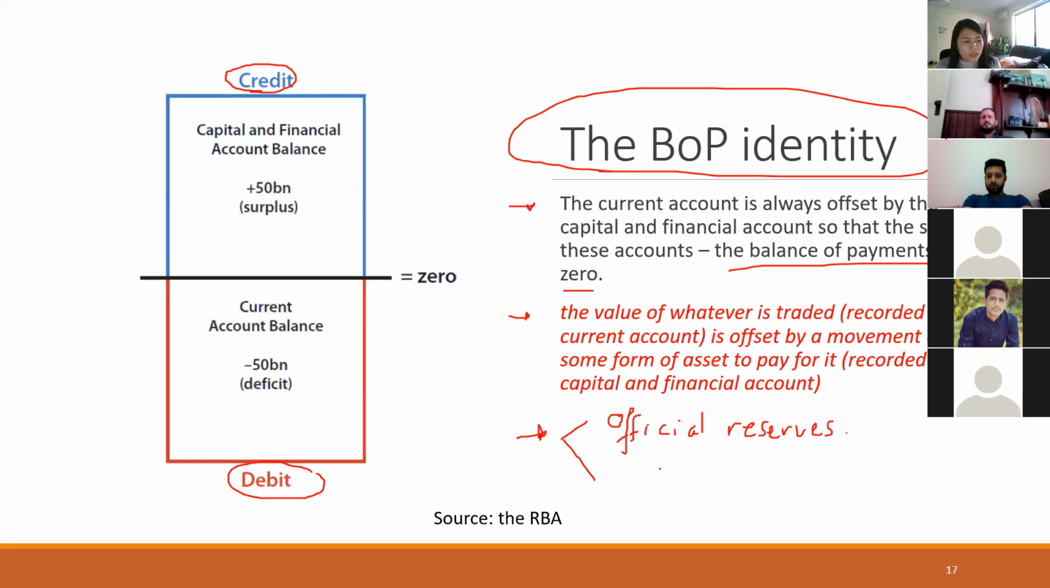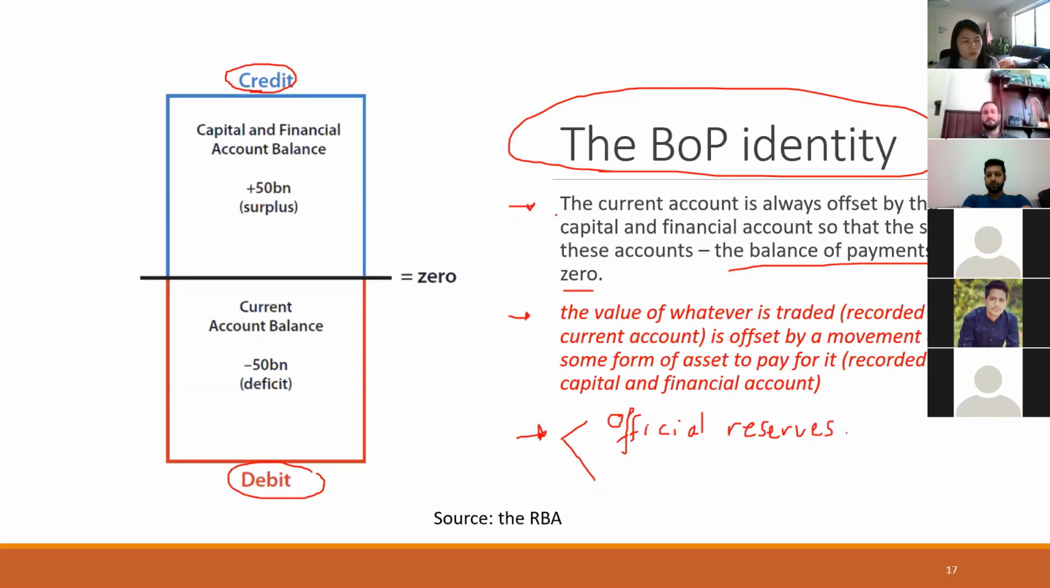Normally, even for Australia, I'll show you the example in the next slide, even for countries with a floating exchange rate regime, by definition, they should not have any official reserve, okay? Because they let market supply and demand determine their currency value. But in reality, sometimes the central bank will intervene in the market, and when they intervene, they change the official reserves, okay?